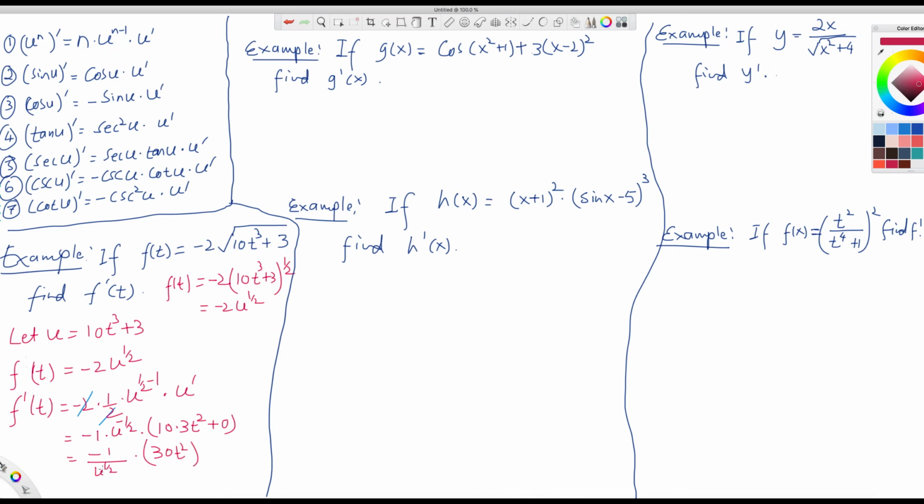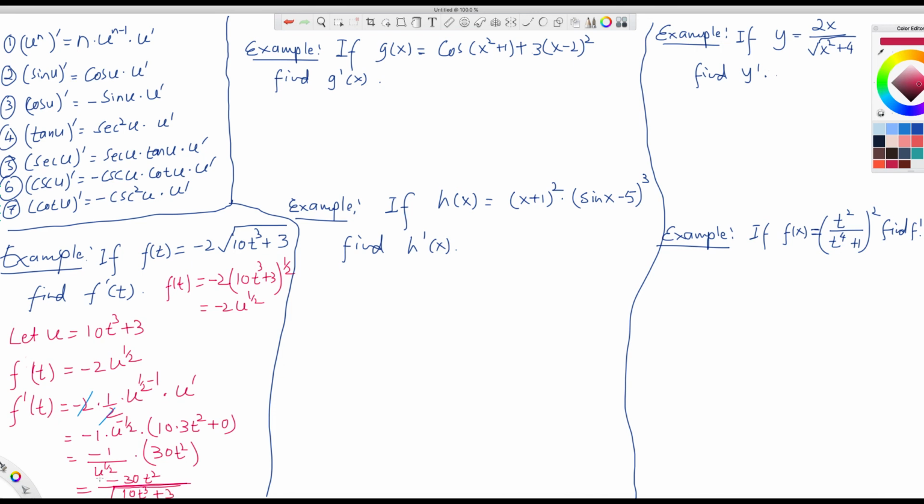Now I want to write that u in terms of t, right? Replace back the value of u. So how much is that? That is negative 30t squared times 1, divided by, that can be written as root u. What is under the root though? What is u? It is 10t cubed plus 3. That is the final answer.